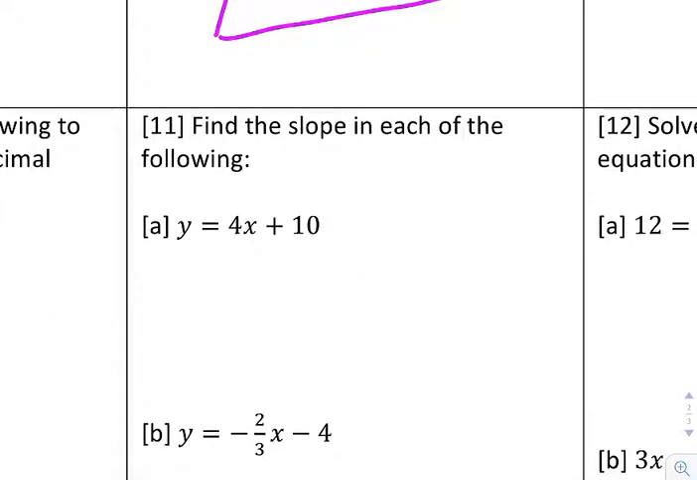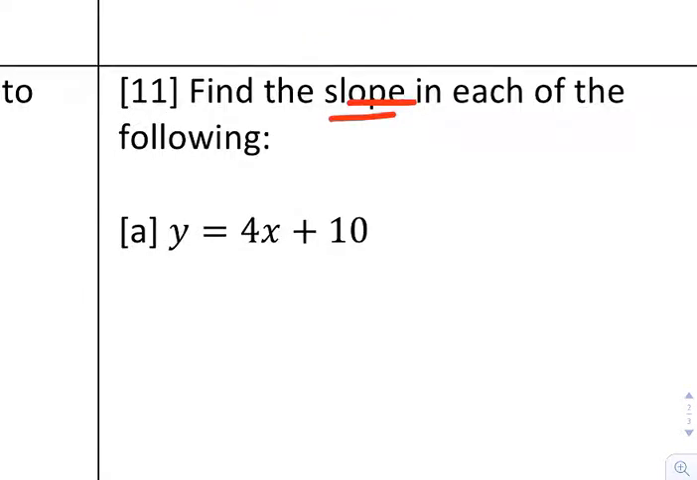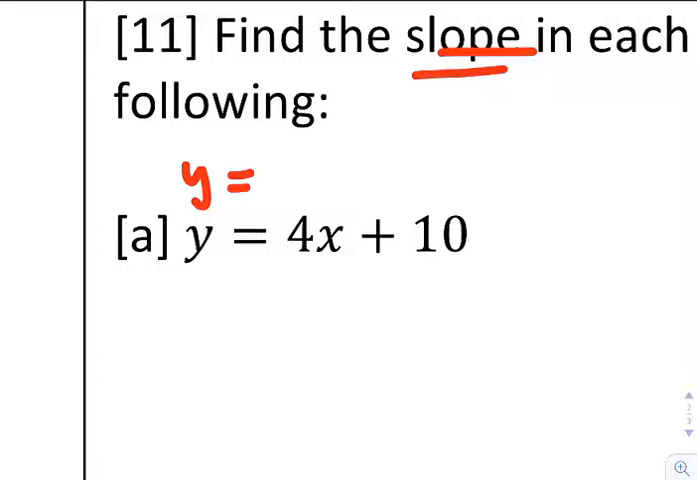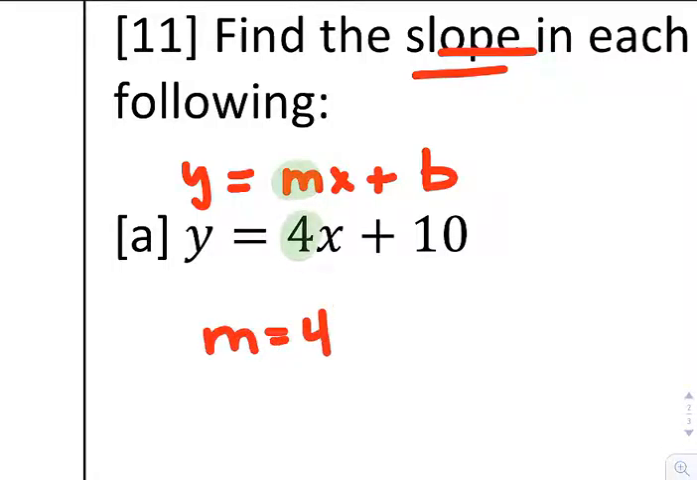Okay. We want to find the slope in each of the following. This one's given to us as an equation, the slope-intercept equation. All we have to do is recall that y equals mx plus b is this form. In this form, the m is the slope, and so in the bottom equation, we'll look for the same thing in the same place. So we can expect our slope, our m, to be 4.